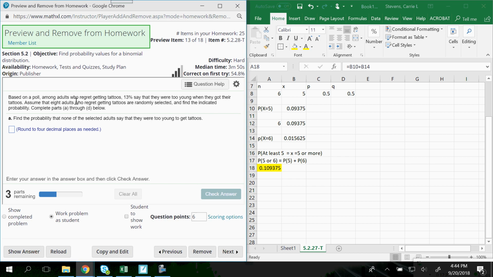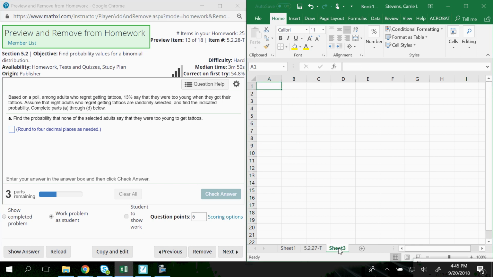Alright, so that's that kind of question, and there are other ones like it. Based on a poll among adults who regret getting tattoos, 13% say they were too young when they got their tattoos. Assume that 8 adults who regret getting tattoos are randomly selected and find the indicated probability. Find the probability that none of the selected adults say they were too young to get tattoos. Last time I did each part individually, but this time I'm going to show you how to do it by constructing a probability distribution, the entire table.